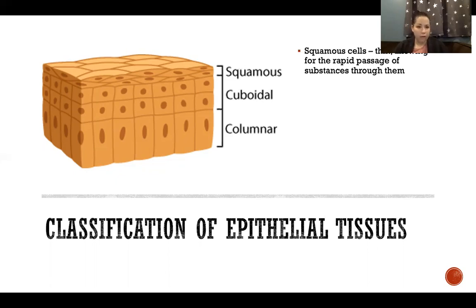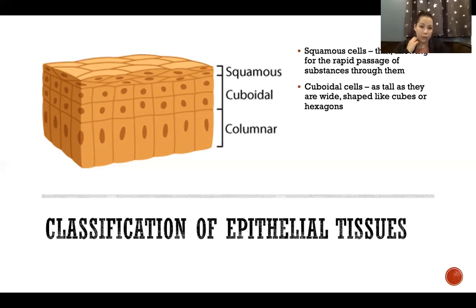We also could have many layers of squamous cells, like what we have in the skin. We have many, many layers of squamous cells, and that offers a lot of protection. In the skin, it's like they're layered on top of each other, like layers of shingles on a roof. So they're many, many, many layers thick, and that offers significant protection so that things can't get through.